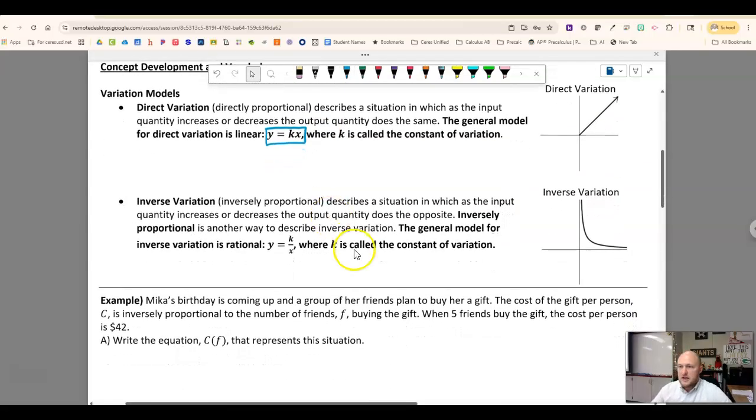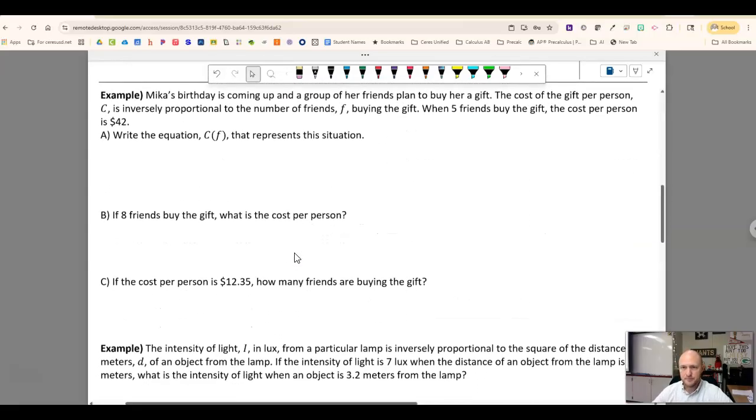Inverse variation is where we have variables that are inversely proportional. It describes a situation in which as the input quantity increases or decreases, the output quantity does the opposite. Inversely proportional is another way to describe inverse variation. The general model for inverse variation is rational. It's y equals k over x, where k is, again, the constant of variation. So k is in your numerator, your independent variable, your input, is in the denominator, so k over x. Okay, so one is k times x, one is k divided by x. Pretty simple to remember. Let's go ahead and check out an example.